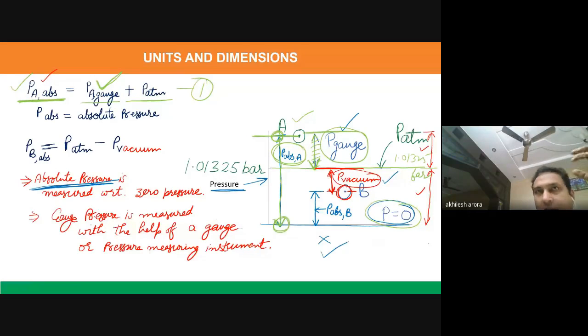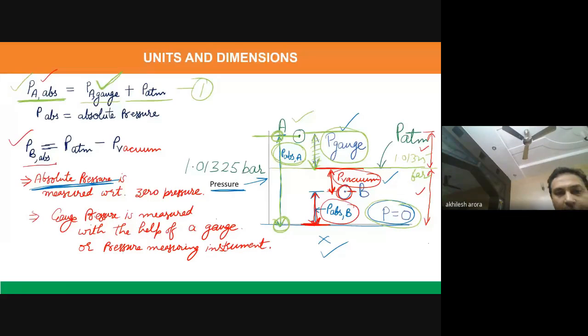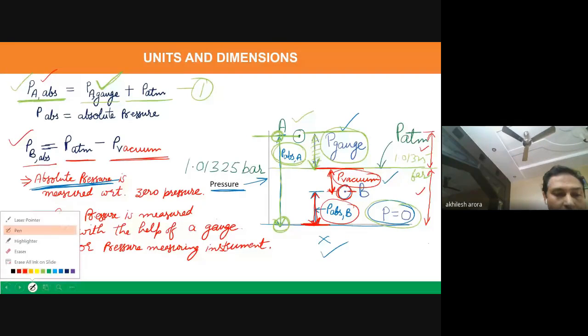So that means there is vacuum in the system. So if I have to calculate the absolute pressure at point B, then with reference to atmospheric pressure, this is the height which equals the absolute pressure at point B. So what I will write: absolute pressure at point B is equal to atmospheric pressure minus vacuum pressure. Okay, so these are the two important concepts.